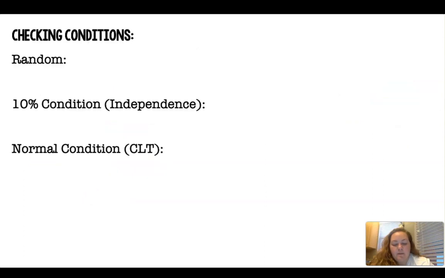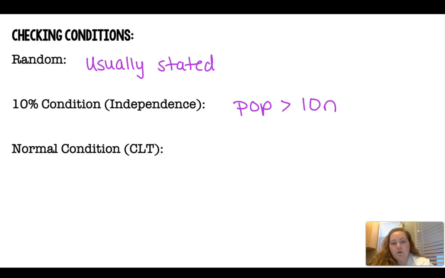The conditions are pretty much the same: the random, the independence or 10% condition, and the normal condition. The only one that's a little different is checking the normal condition. Random is usually stated. The 10% condition is where our population has to be greater than 10 times the sample size. For the normal condition, it's either stated that it's from a normal distribution, or you use the central limit theorem, which we can use if n is greater than or equal to 30.